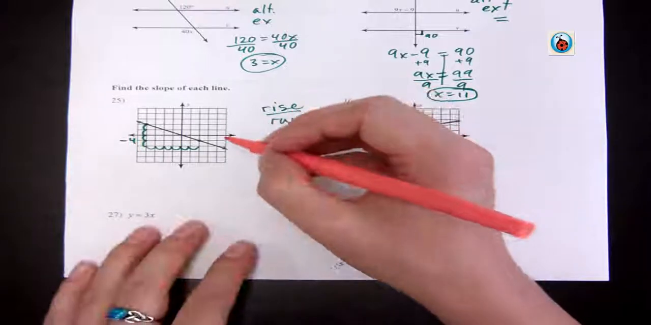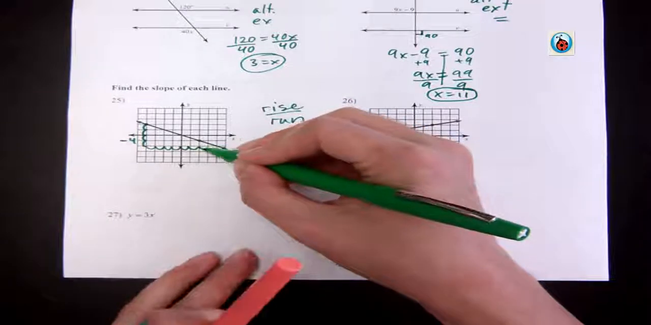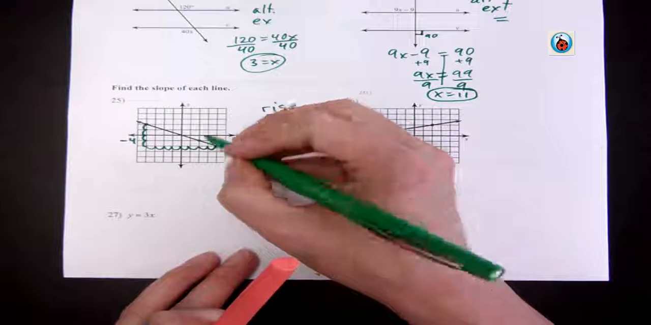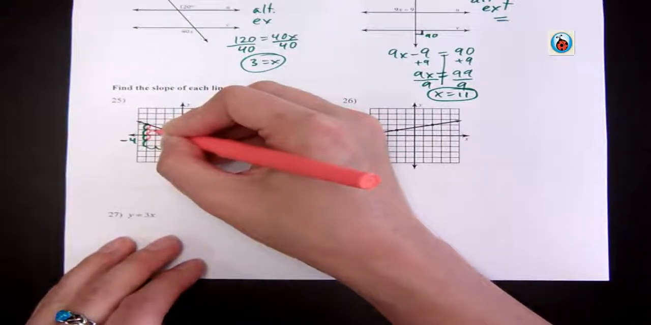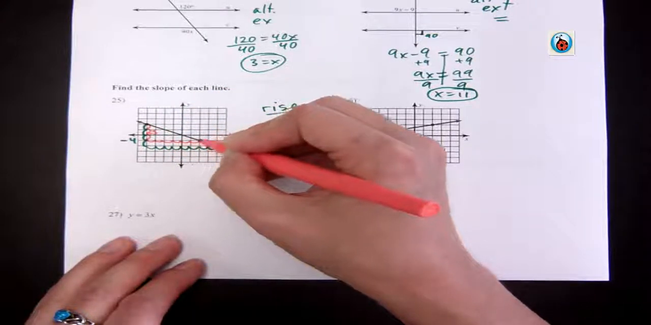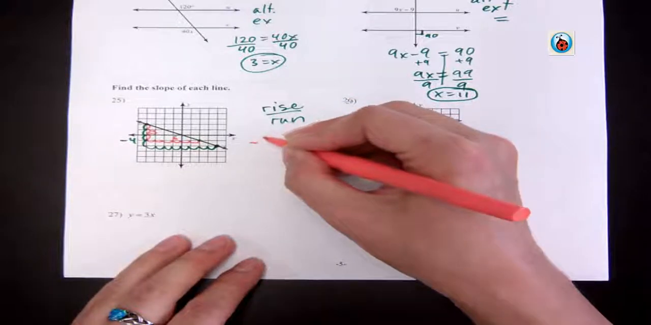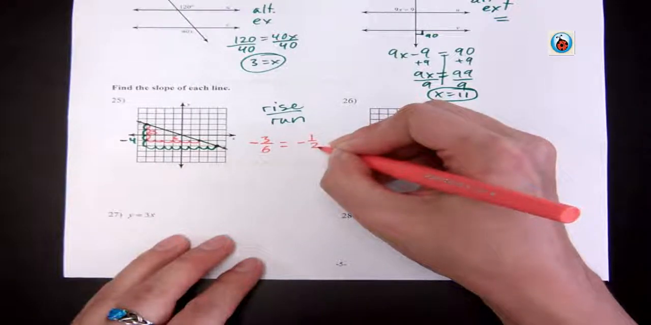And so I could go ahead and count all the way out here, 7, 8, because that hits the line right there. Or I can come back up and count my 1, 2, 3, and 1, 2, 3, 4, 5, 6. And so then my slope would be -3/6, which simplifies to -1/2.